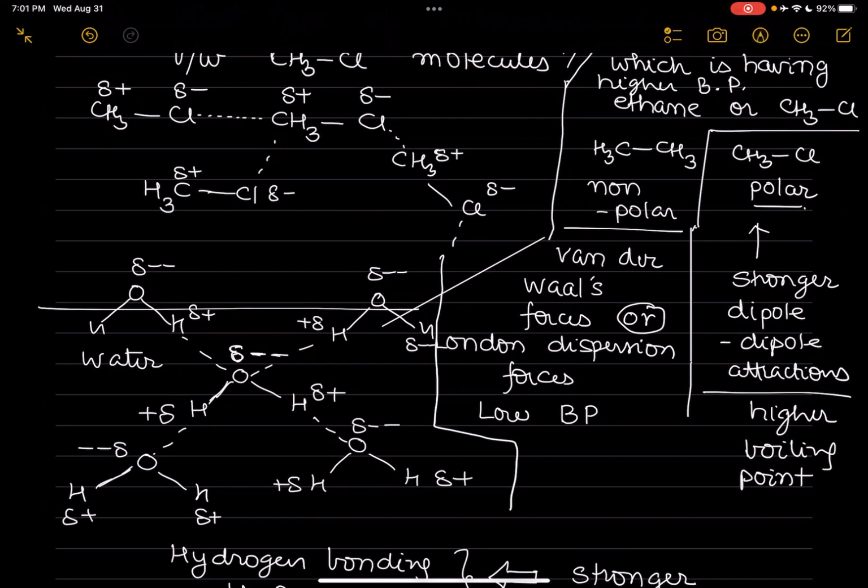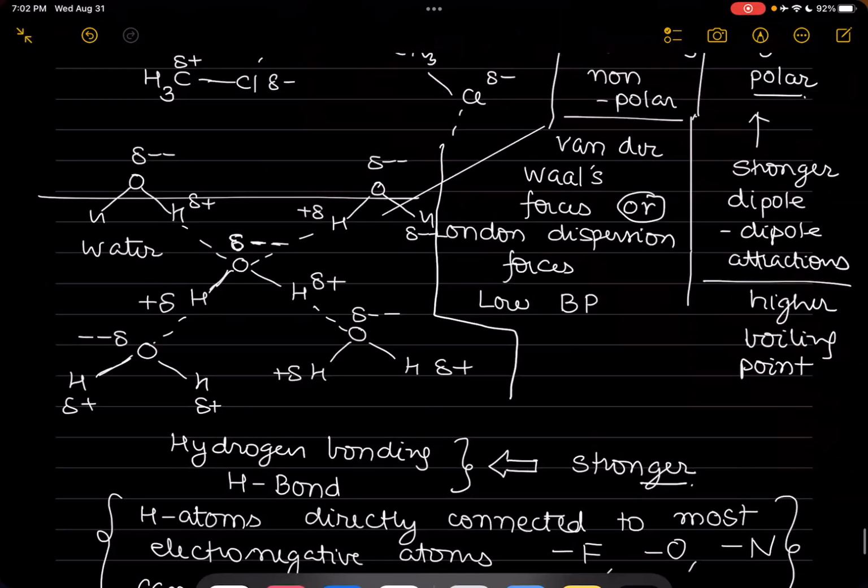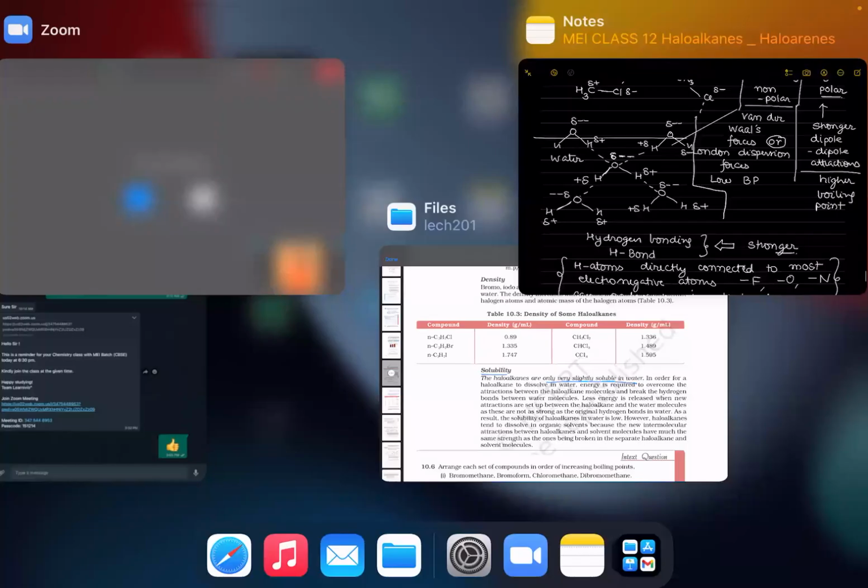So alkyl halides are insoluble or very less soluble in water because the interaction between the water molecules before mixing is stronger, and that interaction is hydrogen bonding, and it will not break easily. That will not let the alkyl halide molecule get between the water molecules, because water molecules are holding each other very strongly. So that is the reason why you have very less solubility.